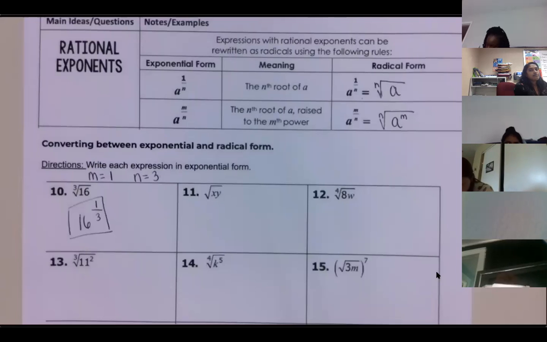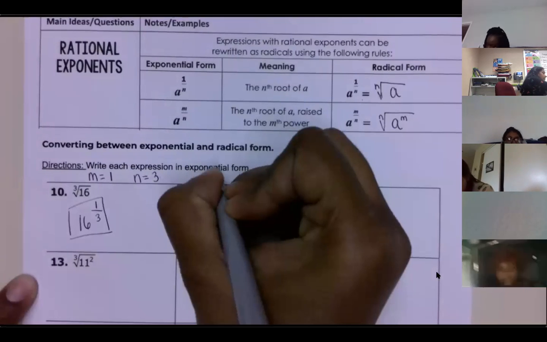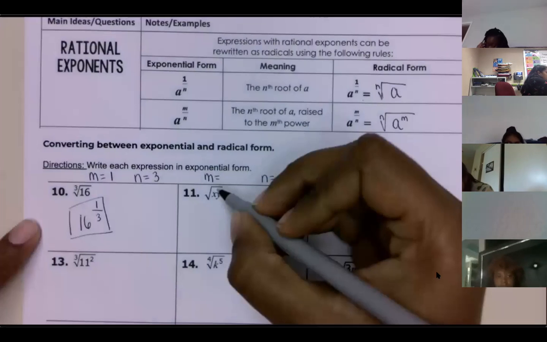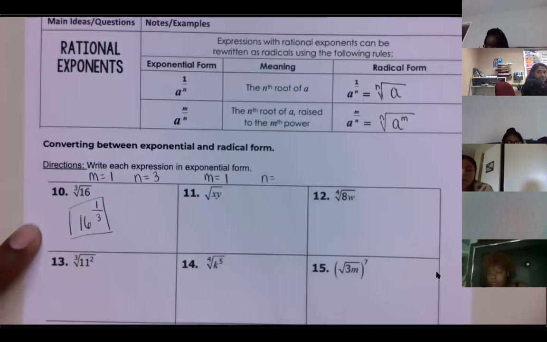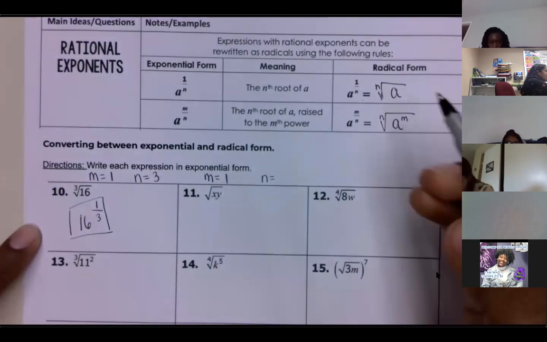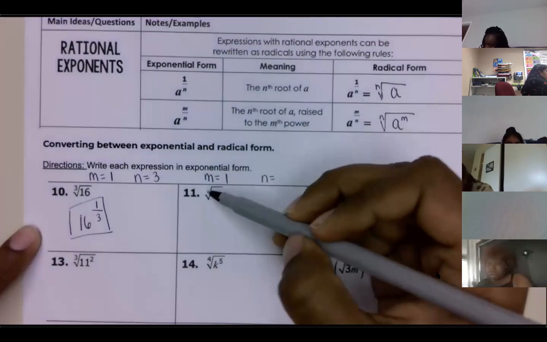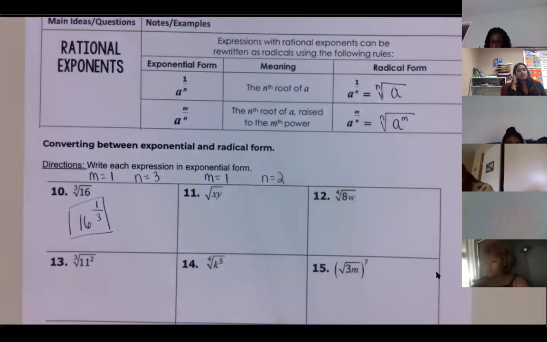All right, let's look at number 11. We've got x, y. So we have to find our m and our n. I don't see an exponent, so I know my m is 1. And my index is the number that would be right here. If I don't see a number, I know that the index is 2. So it's the same rules as last week. If you don't see a number in the crevice, you know that the index is 2.